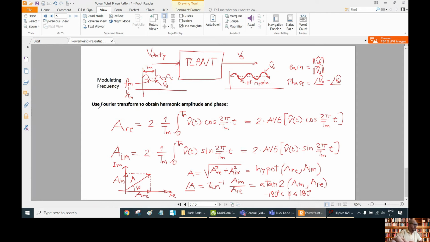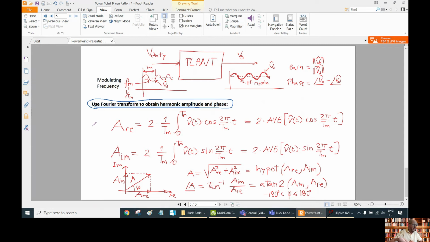The idea is to use the Fourier transform to obtain both the amplitude and the phase of the different harmonics, because we need to obtain the amplitude and phase of the output harmonic, but only at the modulating frequency, to be compared with the AC signal at the input. Okay, so for this we use the Fourier transform.